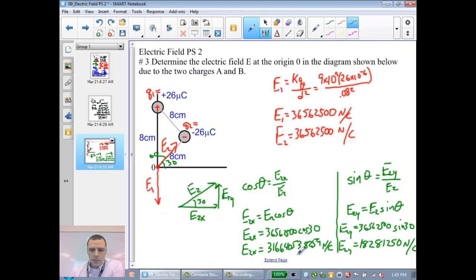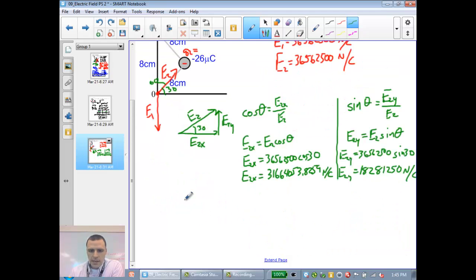And with these two, now we're dealing with three vectors. We're dealing with E1, E2x, and E2y. And what I want to do is think about all the electric fields in the x direction. And there's only one. That's E2x. And in the y direction for the electric fields, I have one going down, which is E1, and I have one going up, which is E2y. If you look at this, E2y value is going up. So I'll have to subtract those.